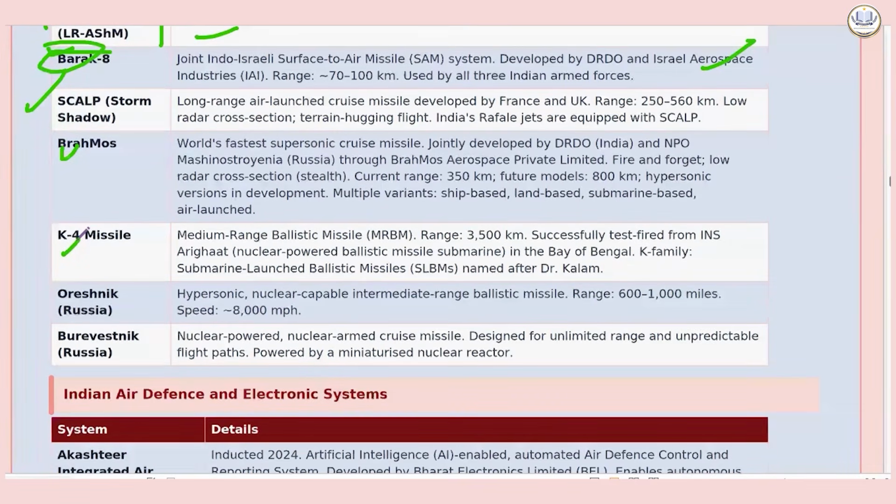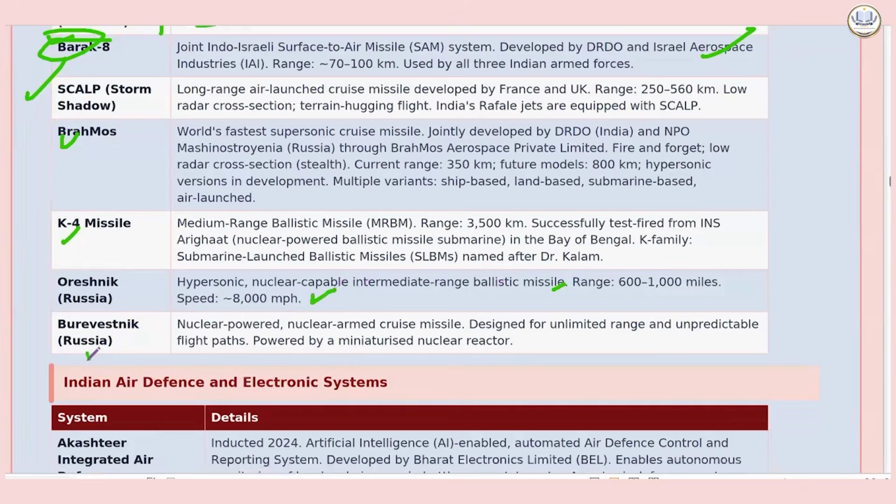Then Oreshnik, that is hypersonic, built by Russia. Intermediate range ballistic missile. Range is 600 to 1,000 kilometers. Speed is 8,000 miles per hour. Then we have Burevestnik, again Russia, a nuclear powered, nuclear armed cruise missile designed for unlimited range and unpredictable flight paths, powered by a miniaturized nuclear reactor.